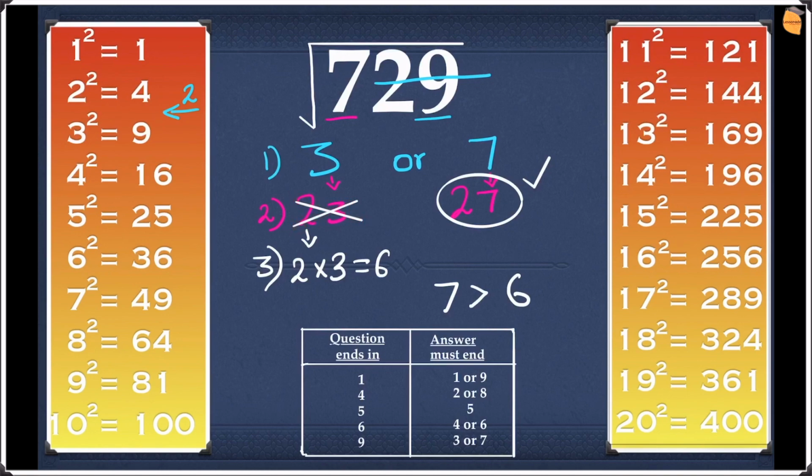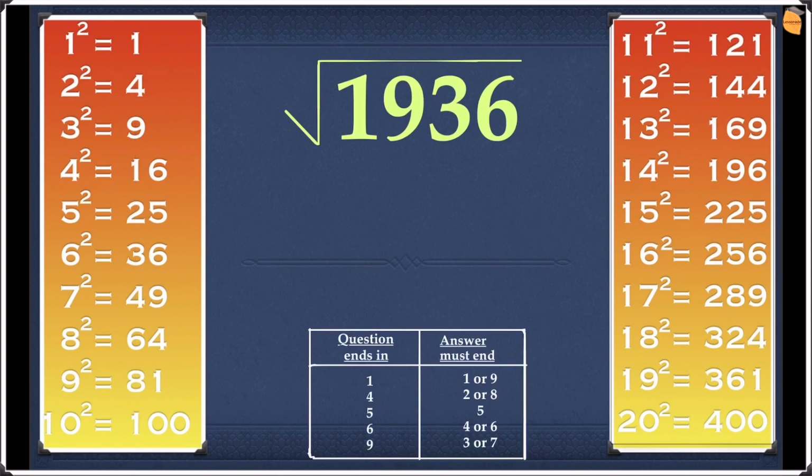So now let's go on to our next example. Okay, so now let's look at this example, which is square root of 1936. So firstly, we are going to look at the last digit, which is going to be 6. If the question ends in 6, the answer must end in 4 or 6. So first step, write the 4 and the 6.